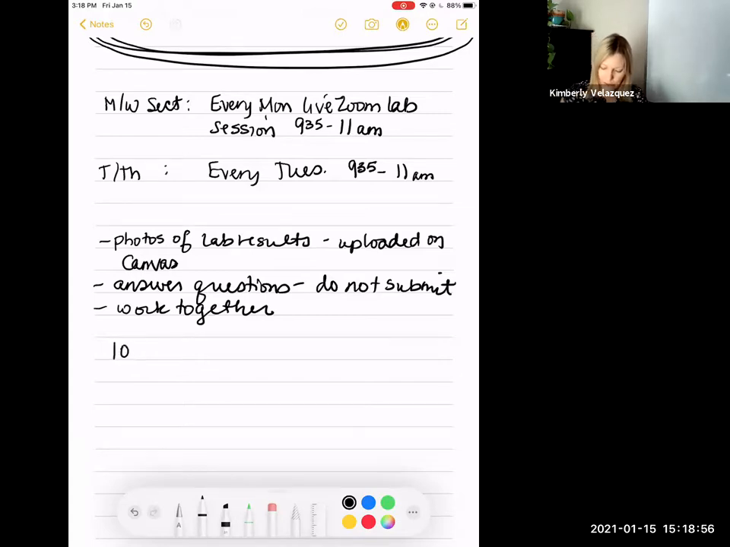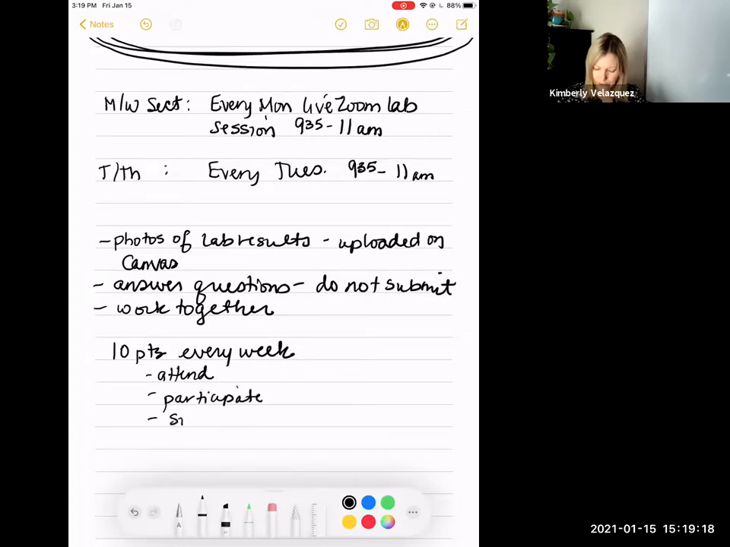You will get 10 points every week if you actively participate, attend the Zoom session, and submit your lab photos. Those are the 3 requirements for the 10 points. So attend, actively participate with your group, and submit photos. Again, there will be questions that if you don't answer with your lab group, you will not be able to answer those questions on the lab exam. So that's very, very important.